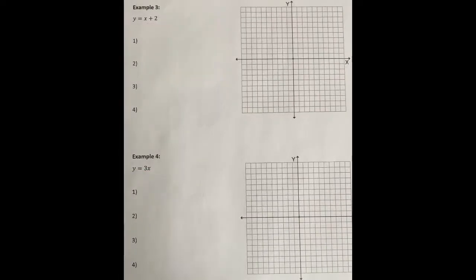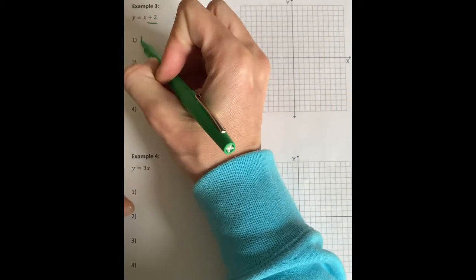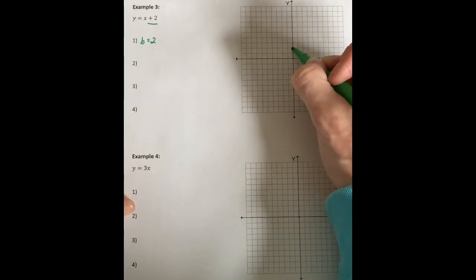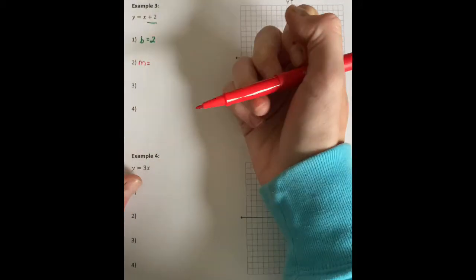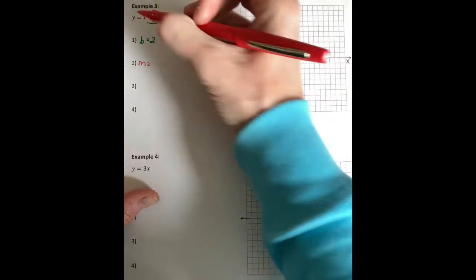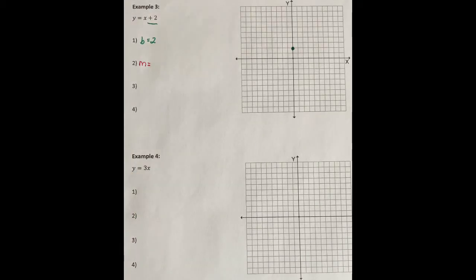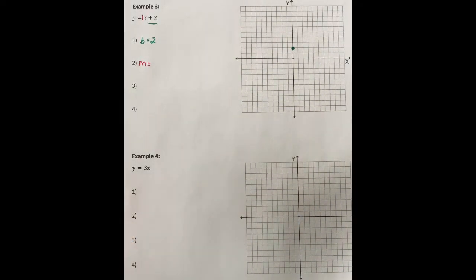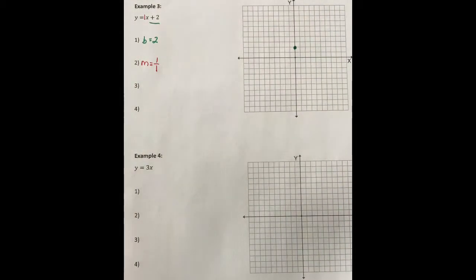For example 3, we have y equals x plus 2. First step is to identify my y-intercept. So my y-intercept here, or my b, is a positive 2. So I'm going to go on my y-axis, plot that positive 2. Then we need to identify our slope, or our m, and that's the number in front of the x. There is no number. What's that invisible number that's in front of the x there? It's an invisible 1. And then how do I write that 1 as a fraction? Well, it's the same as 1 over 1.